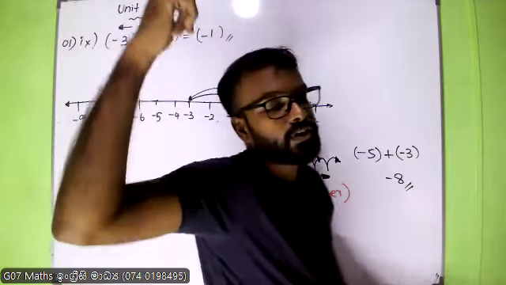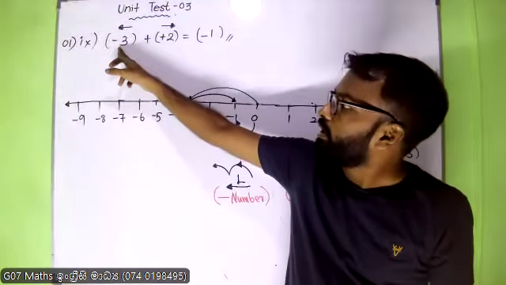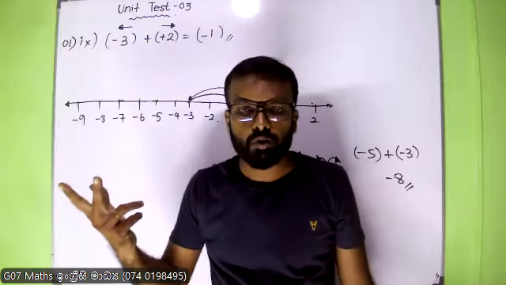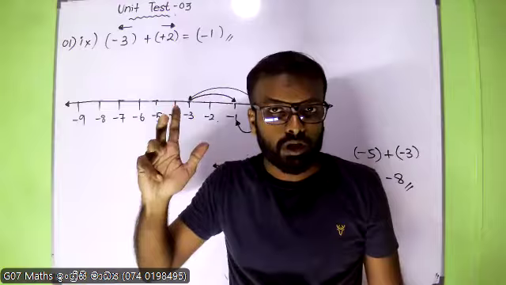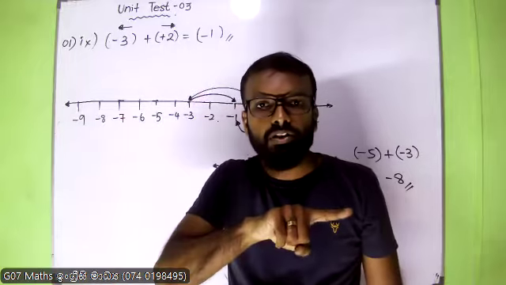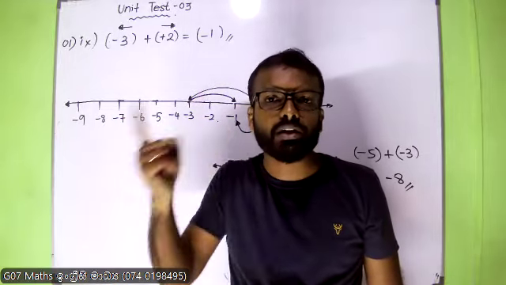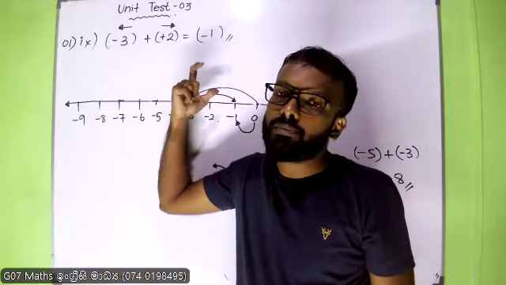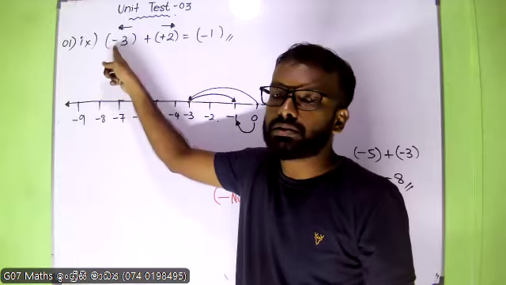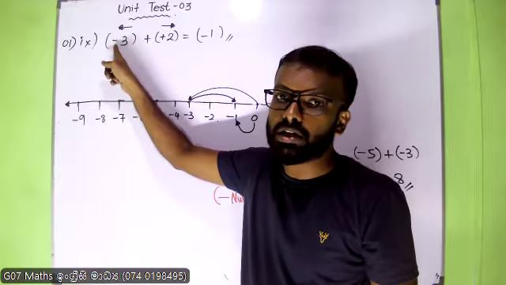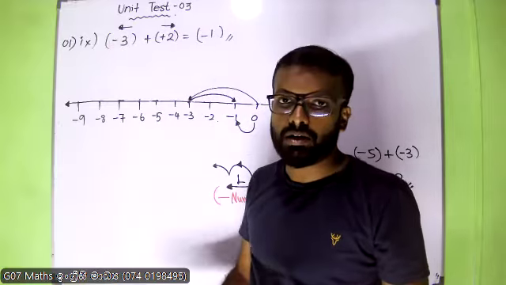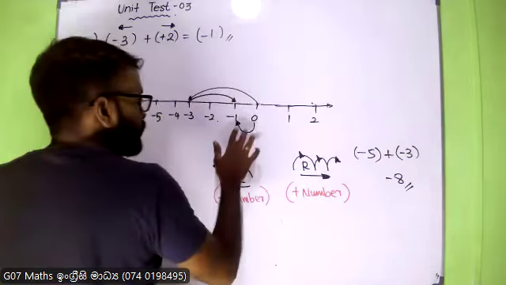So you can check it with our previous method. With negative 3, positive 2, two different signs. So just forget the signs. Get the subtraction. The biggest number is 3. 3 minus 2 is 1. What is the biggest number? The biggest number is 3. Sign is negative. So my answer is negative 1. So you need to practice them.